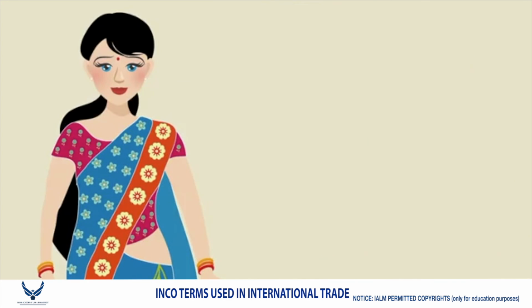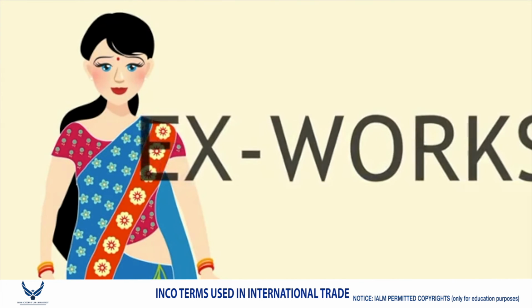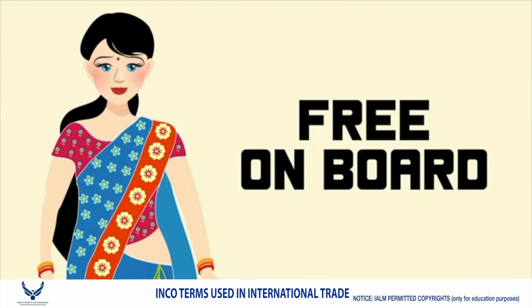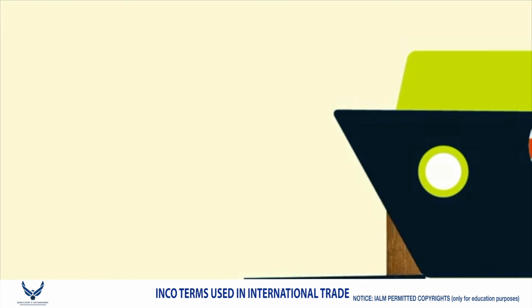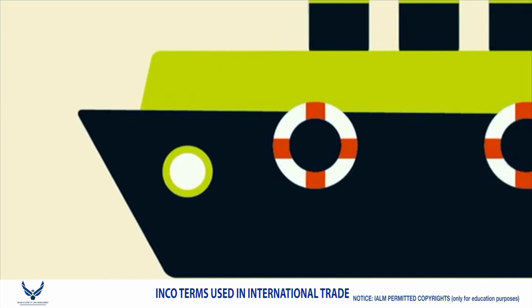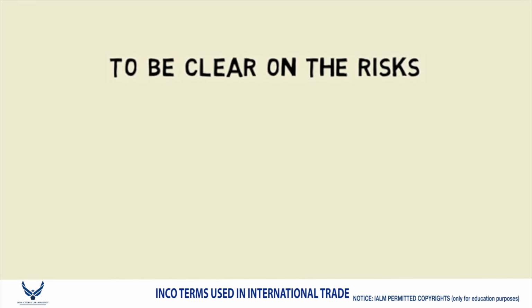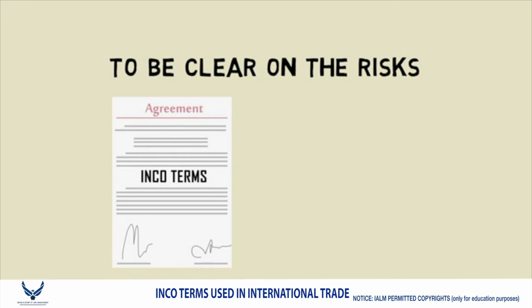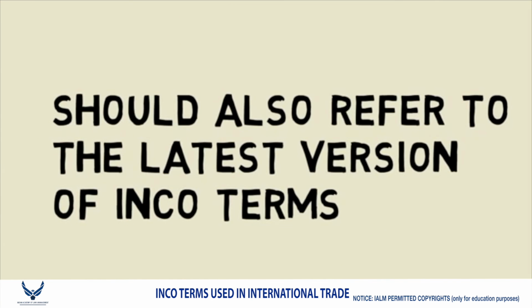For example, Nico tries to bargain for ex works to start with and finally agrees for FOB. This means that she is responsible to deliver the goods up to the ship departing from India. Once the ship leaves with the goods, her responsibility is over. Please note, to be clear on the risk, it is important to include the correct INCO terms in the agreement and the invoice. One should also refer to the latest version of INCO terms being used.